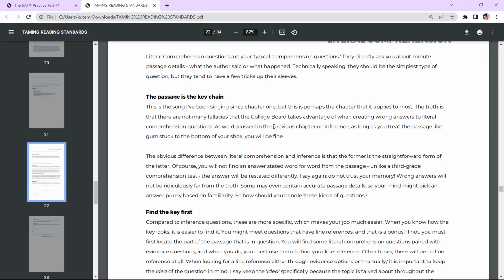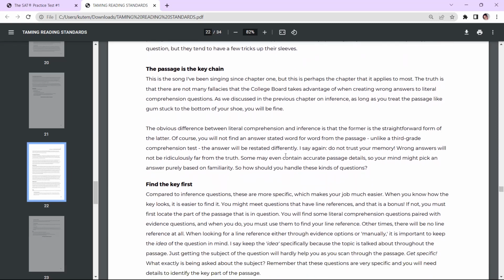You already know what the question is in mind. So always keep in mind that you really have to look at the passage. Okay. So this is a very important point again. Don't trust your memory. Make sure that you look back at the passage because wrong answers will have details from the passage, but maybe just not the right ones.